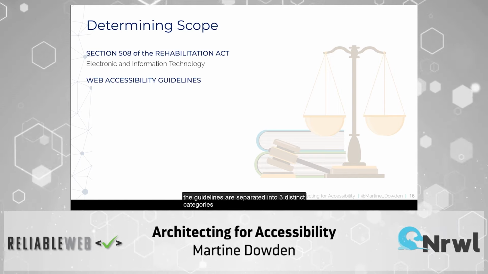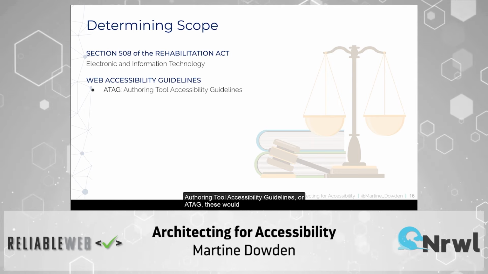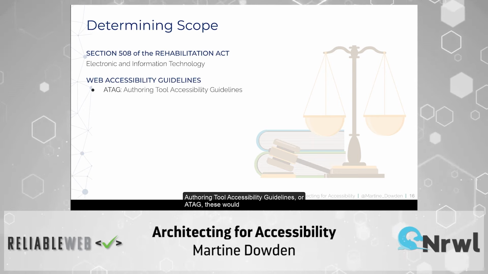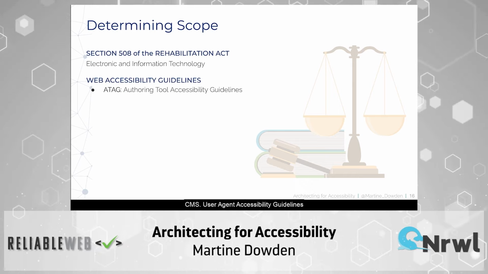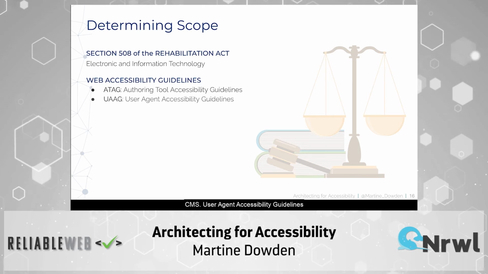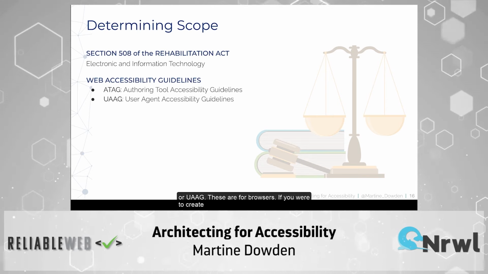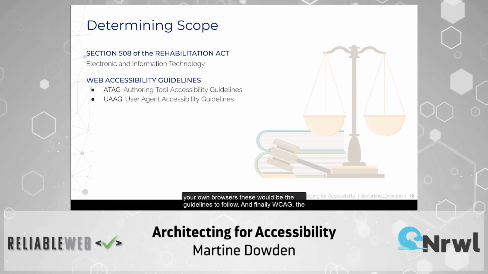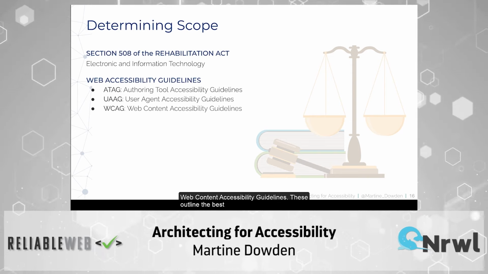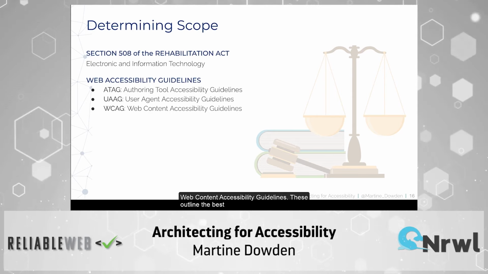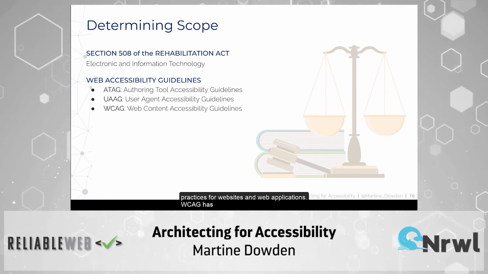These guidelines are separated into three distinct categories: the Authoring Tool Accessibility Guidelines, or ATAG. These would be applicable to applications that create content, such as a Content Management System or CMS. User Agent Accessibility Guidelines, or UAAG. These are for browsers. If you were to create your own browser, these would be guidelines to follow. And finally, WCAG, the Web Content Accessibility Guidelines. These outline best practices for websites and web applications.